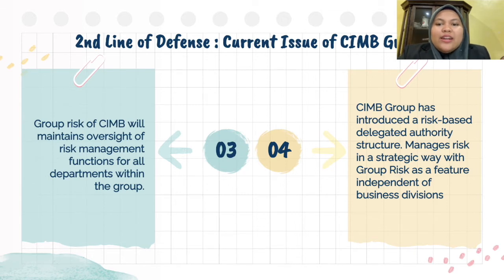Fourth, risks are handled from a risk-taking point of view. The CIMB Group has introduced a risk-based delegated authority structure, managing risk in a strategic way with group risk as a feature independent of the business division. This will strengthen coordination between group risk and the business units.